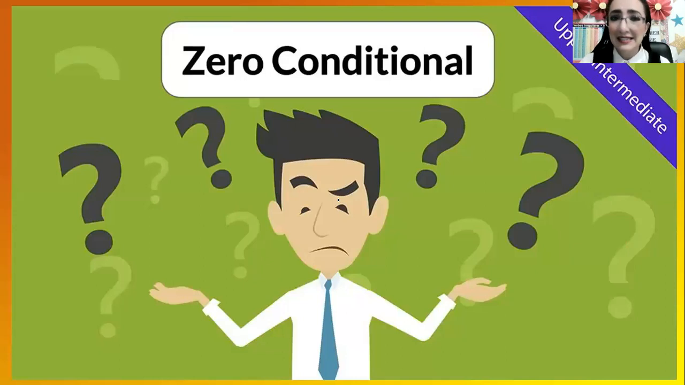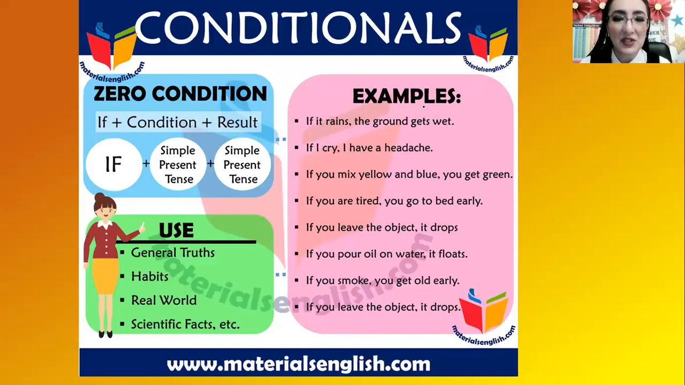Well, let's start with the zero conditional. Yes, let's start from 0 to the number 3. Zero conditional, what is that? Okay, let me explain it to you. The zero conditional is going to be used when you want to talk about general truth, habits, some situations related with the real world. Oh, my camera is down. It is here now. The real world, or you want to be talking about some scientific facts. Some examples are these.